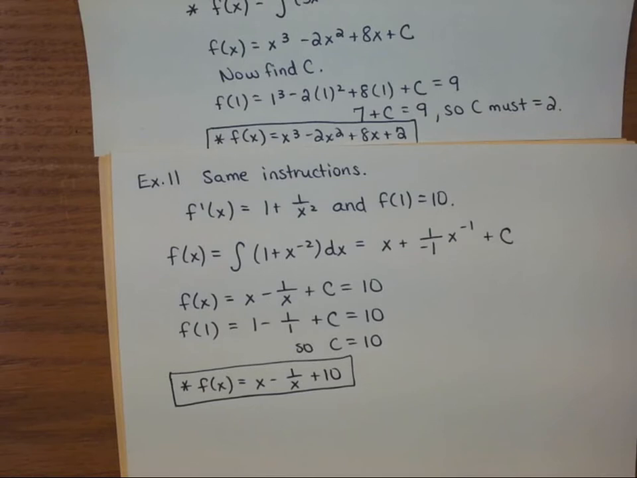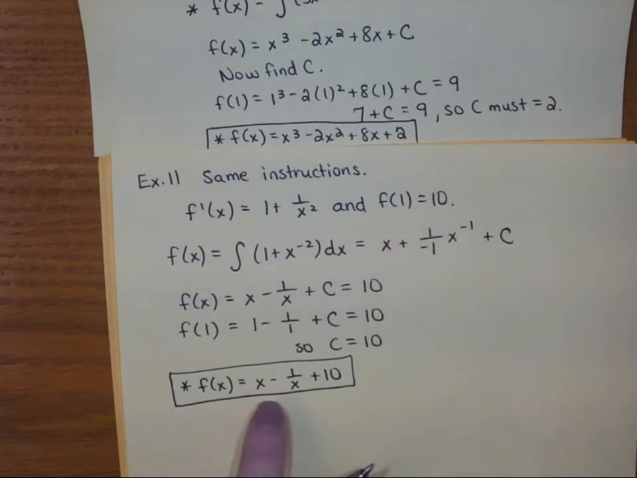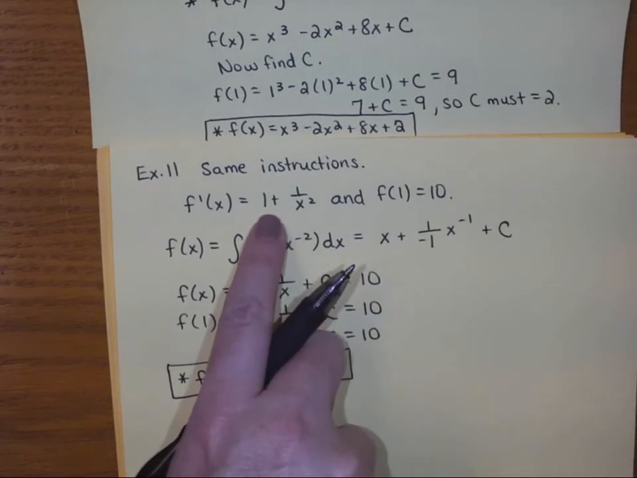Okay, so again, you can do two checks. You can make sure that you get 10 when you plug in 1, okay, and you can also take the derivative of this and verify that you get that back again.